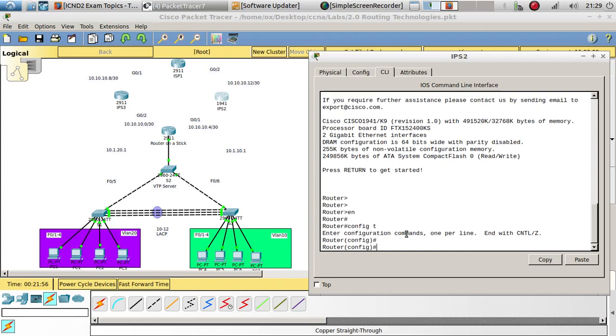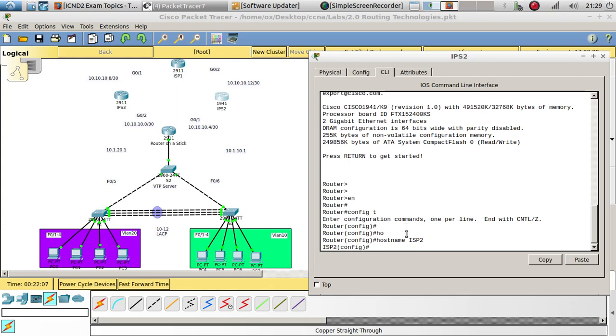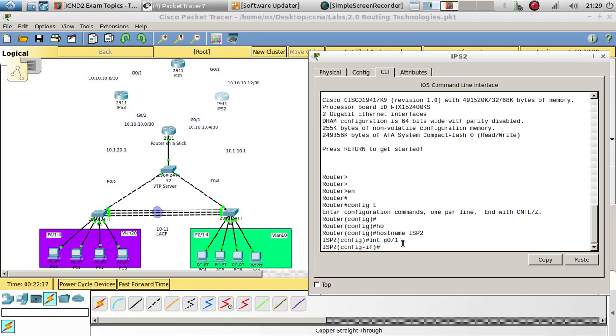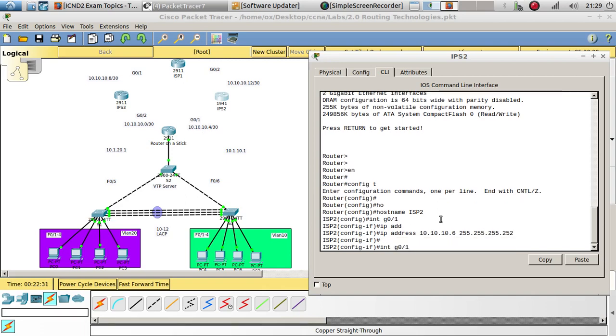Enable, config terminal, and from here we can just give it a host name. It's going to be not IPS. I always put IPS. It's ISP2, Internet Service Provider 2, and go interface gigabit 0/1, right? Which is this one over here. And from there, we need to configure IP address of 10.10.10.6 because we already use 10.10.10.5 on this router. 255.255.255.252.